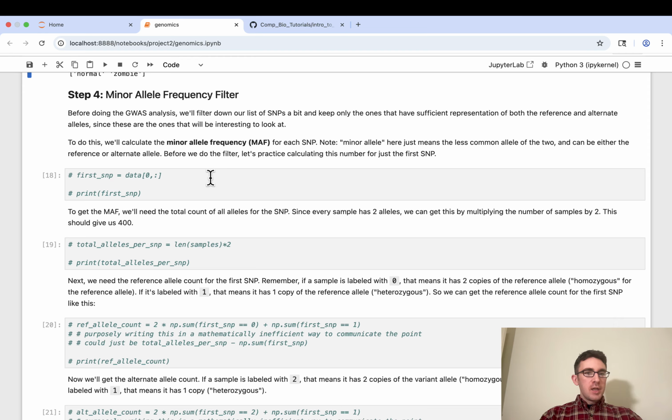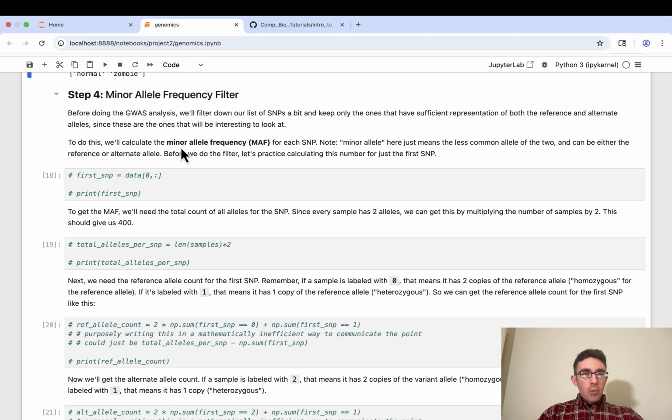By the way, it could be different in different data sets. If you have one study of one population and another study of a different population, it might be that for a particular SNP, the reference allele is the minor allele in one population, and in the other population, the alternate allele is the minor allele. So, very important note: the minor allele is not necessarily the same thing as the alternate allele. It could be either, depending on whichever one is less common for a particular SNP.